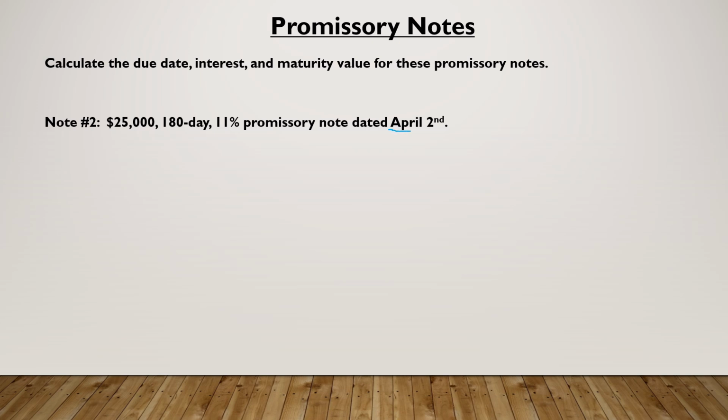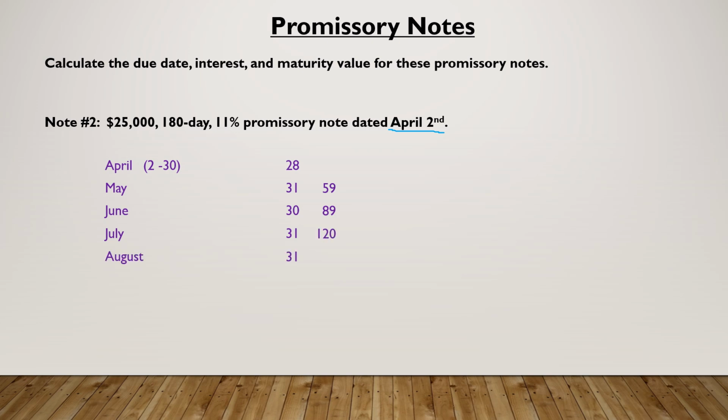This note was issued on April 2nd. April has 30 days, so we'll use 28 days. After April comes May, with 31 days. Now we're 59 days into the life of our note. June has 30 days, so now we're at 89. July has 31 days, bringing us to 120 days.